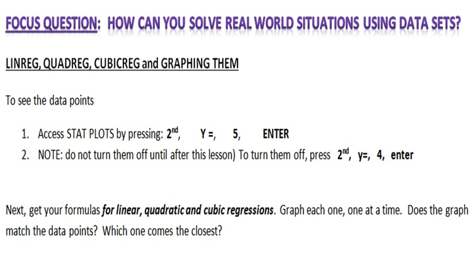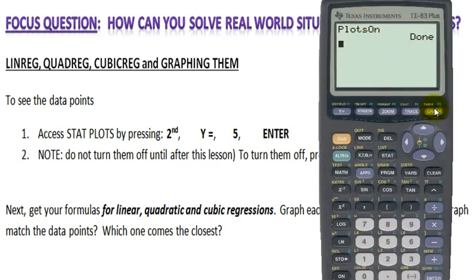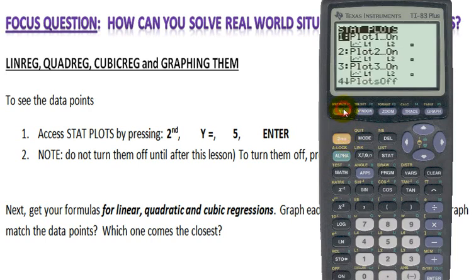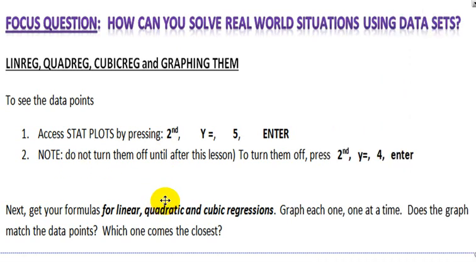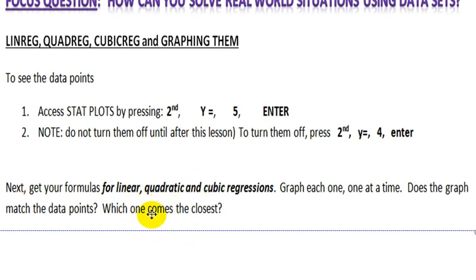We've turned the plots on, so when we graph it, we can see those dots. Later on, you might want to graph and not see those dots anymore, so you would turn them off. Don't do this yet, but I'm going to show you how. You would go second function, Stat Plot, and see number 4 says Plots Off. You would just press number 4, press enter, and that would turn them off. But I don't want to turn them off yet. Now we're going to get our formulas for linear, quadratic, and cubic regression. We're going to graph them one at a time and see if they match the data points.